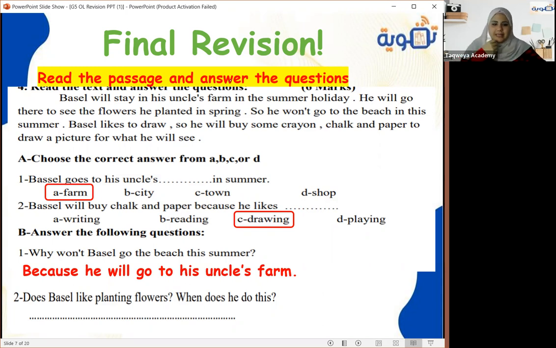Question 2, does Basil like planting flowers? When does he do this? Let's look for planting flowers. Again, he will go there to see the flowers he planted in spring. So he won't go to the beach in summer. All right, so he already planted flowers in spring in his uncle's farm. So yes, he likes planting flowers. When does he do this? In spring. Thank you so much.